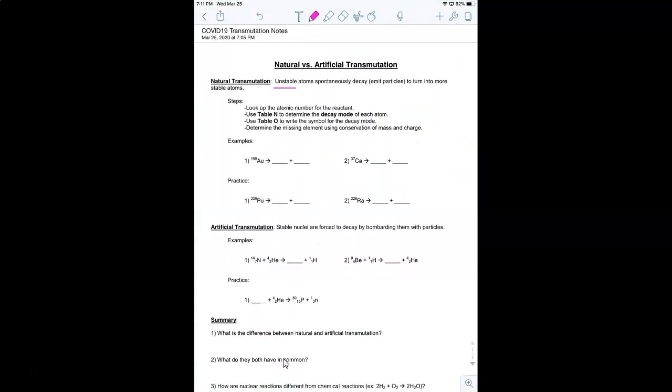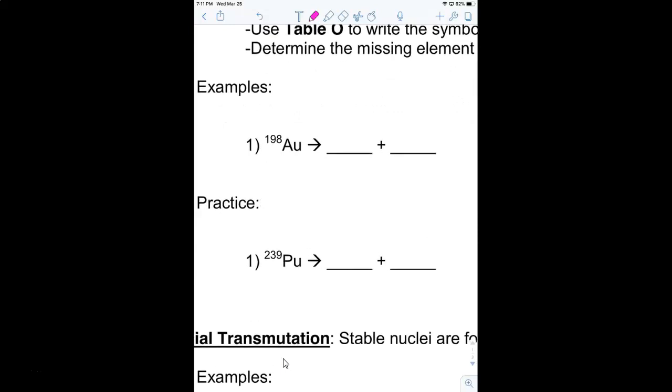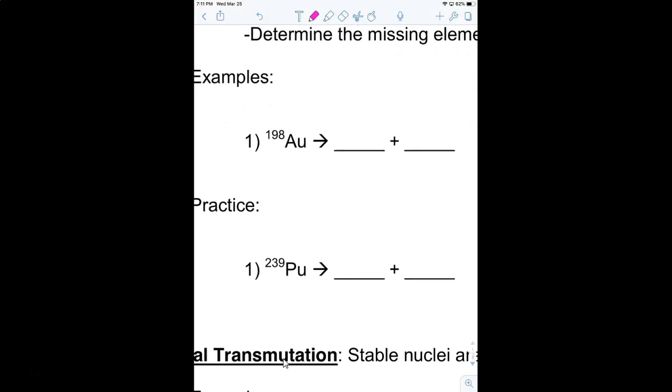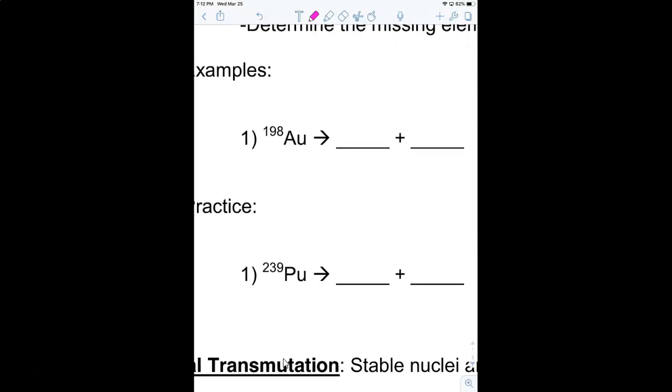All right, so there are 2 ways this can occur. The first is naturally, where you have an unstable atom and it gets rid of particles and it becomes more stable. Okay, so let's look at my first example. I have gold 198. So there's the mass right there. Whatever mass they give you, you have to use.